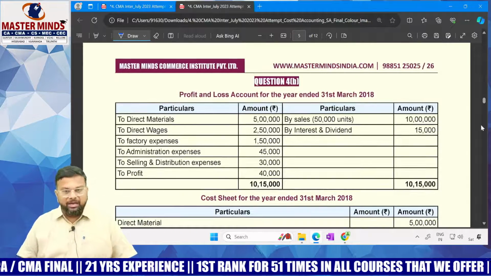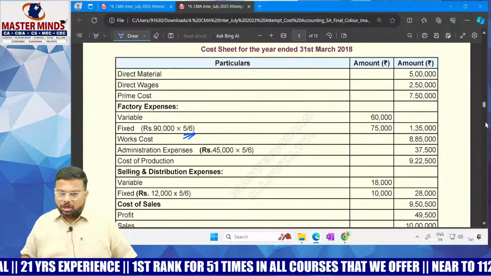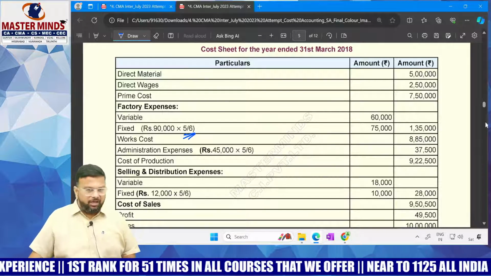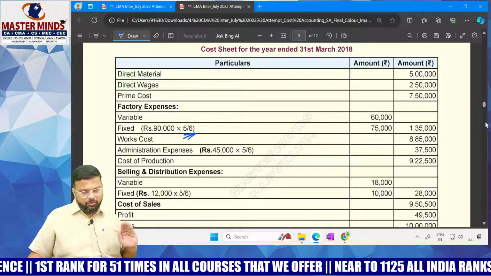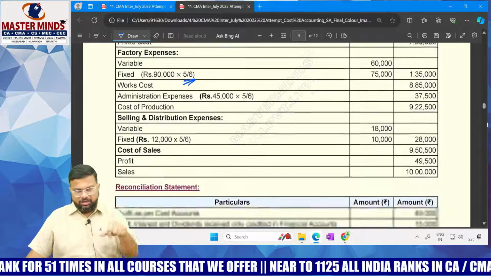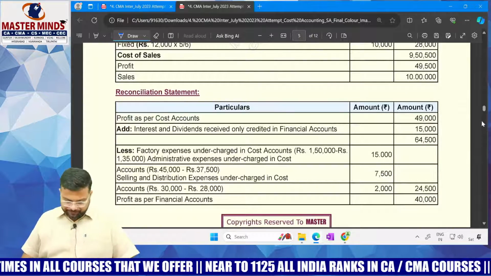So first we will calculate financial profit. You will post all the transactions. When it comes to the cost sheet, up to prime cost, everything will be one and the same. When it comes to overhead, variable will be as it is, we just need to show the percentage separately, but for fixed we have to do the necessary calculation. Then you will get profit as per cost sheet. Then we will reconcile accordingly.